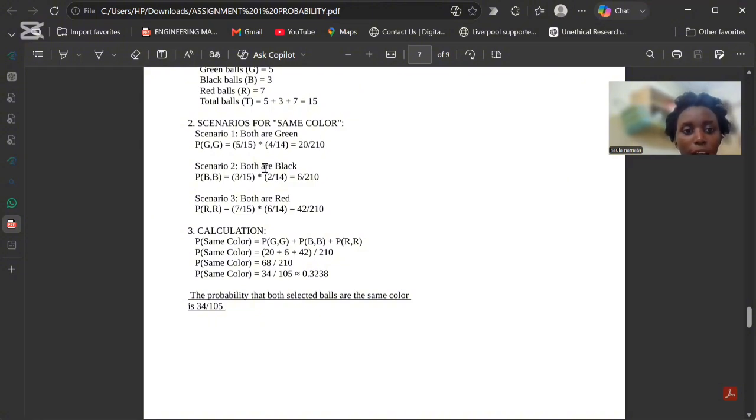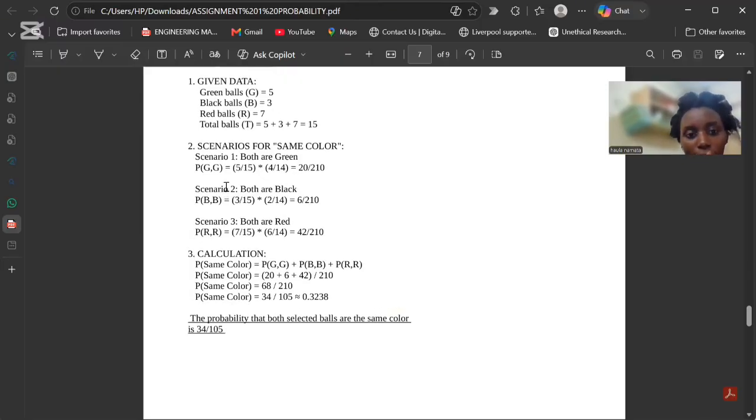So first of all, let me start off with green. The first green is 5 out of 15. Then for the second one, since the number of green balls has reduced and the total number of balls has also been reduced, the second picking shall be 4 out of 14. And then we multiply those probabilities, green one and green two. And that is why we have the multiplication.